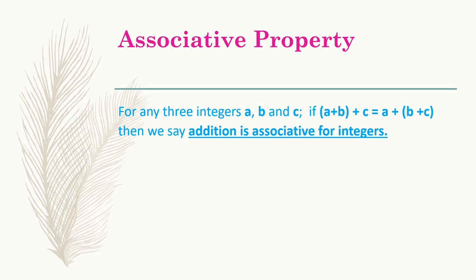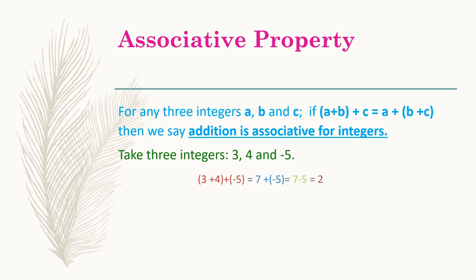What does associative property say? It says that for any three integers a, b and c, if a plus b plus c equals a plus into bracket b plus c, then we say that addition is associative for integers. So first we will solve a plus b and then we add c to the result. But in the second case, what we will do? First we will solve b plus c, because these two integers are in a bracket. So first we will solve them and then we add a to the result.